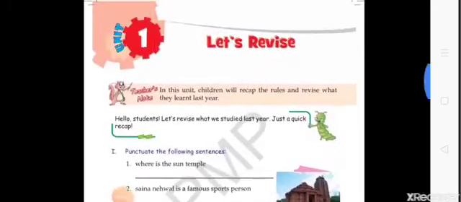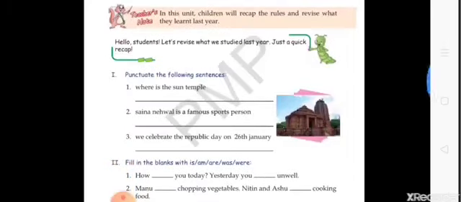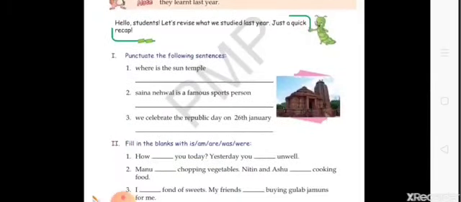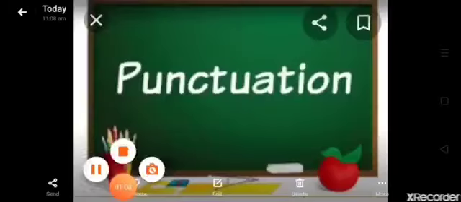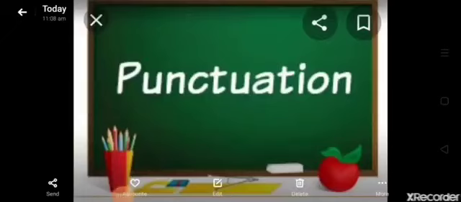The first chapter is Let's Revise, and the exercise of the first chapter is to punctuate the following sentences. So in this exercise we have to punctuate the sentences. What do you mean by punctuation? Let's revise what punctuation is. The word punctuation is derived from the Latin word punctum, or point, and refers to the use of putting in points or stops in writing in order to increase readability.